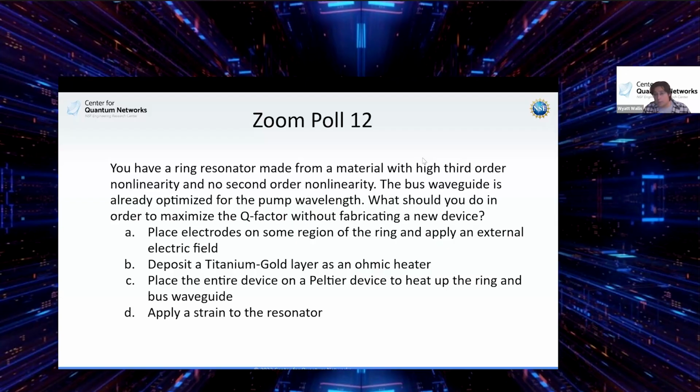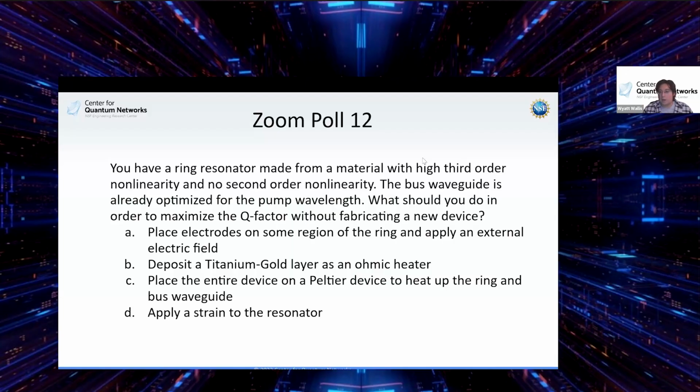Some of you who said B, this is what I would say: deposit a titanium gold layer and use it as an ohmic heater. That's a common thing that's used a lot. Sometimes it's aluminum, sometimes it's gold. But yes, use it as an ohmic heater and take advantage of the thermo-optic coefficient. Because if I can't apply an electric field to this waveguide in order to change its properties, then I should probably change it using heat. And depending on what material you use, that thermo-optic coefficient will either be very large, so it would change a lot, or it won't change a lot. So it depends.